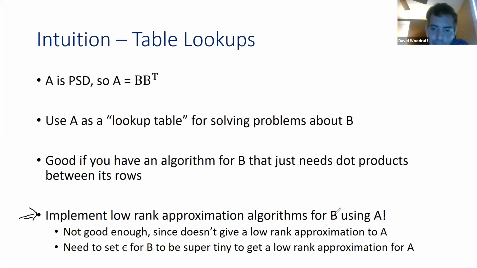The problem is the approximation doesn't translate over so easily. If you get an approximate low-rank approximation to B, it doesn't necessarily give a good low-rank approximation to A itself. Now, if you set this accuracy parameter epsilon small enough, it'll eventually be a good low-rank approximation to A. But you need to set epsilon for low-rank approximation to B to be super tiny to get a low-rank approximation for A.